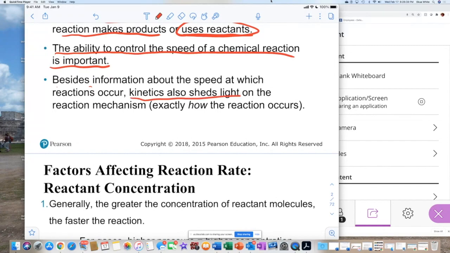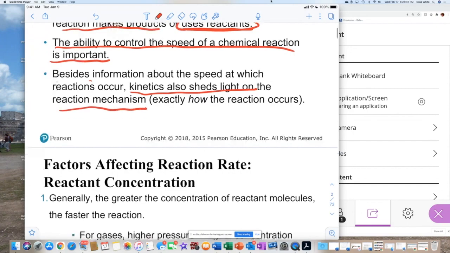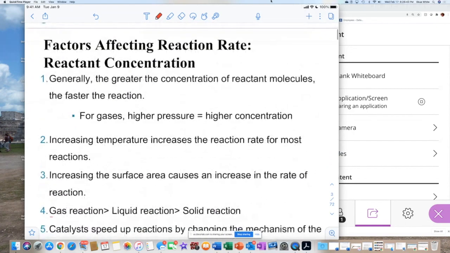Now, besides studying about the speed, we're going to be looking at the term reaction mechanism. So I'm highlighting those important terms they use in chemistry, the factors affecting the rate of the reaction. We're told, number one, generally, right? Let's cover that term, generally.